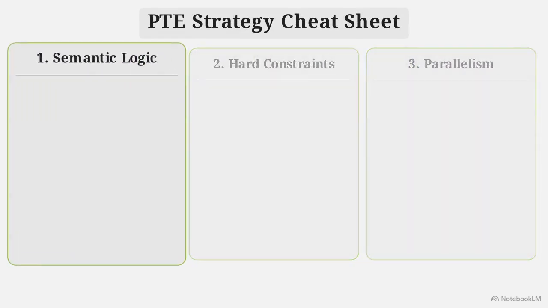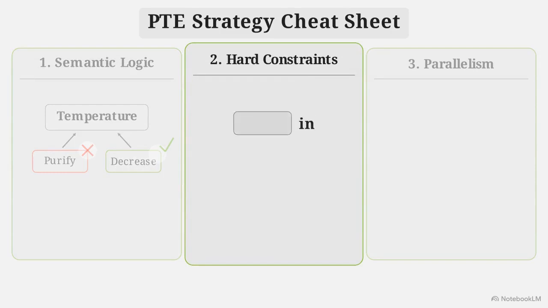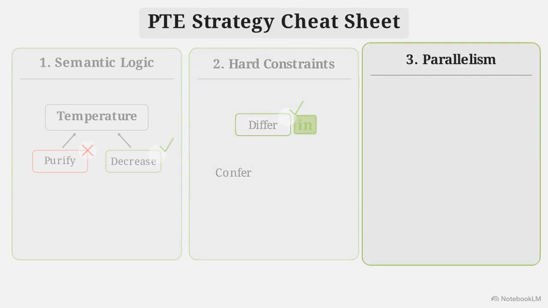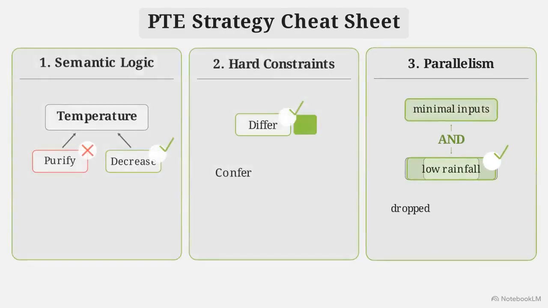First, check semantic logic. Always verify that your choice matches the physical properties of the noun it modifies. Second, hunt for prepositions. Use them as hard constraints to dictate which verbs can actually occupy the slot. Third, look for parallelism. Use conjunctions like "and" to identify phrases that must mirror each other in meaning.